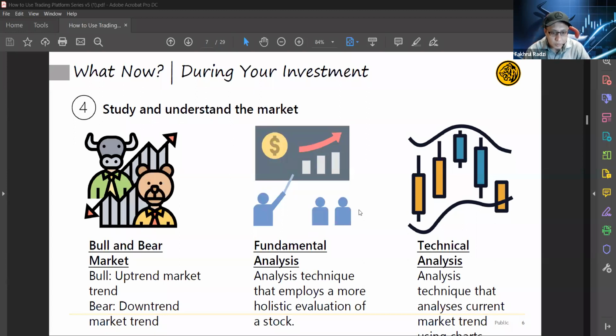Where can we get the Bursa calendar? Muhammad Naziran asks where we can get the Bursa calendar. Actually, you can go straight to the Bursa Malaysia website, or maybe you can just type Bursa Malaysia calendar in the Google search. Okay, you can get the Bursa calendar on the website.